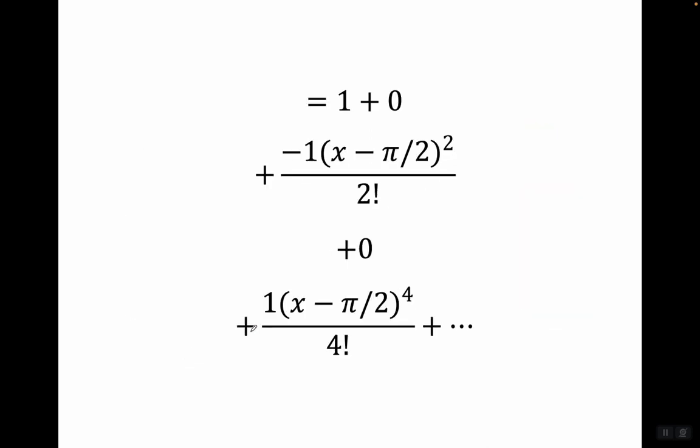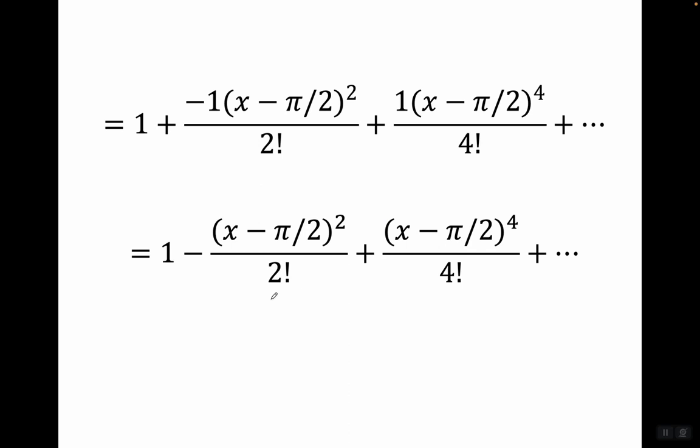When we do that, we get 1 plus 0, because that first derivative is 0, plus negative 1 times x minus pi over 2 squared over 2 factorial. Again, this third derivative is going to be 0, plus the fourth derivative, that's 1, times x minus pi over 2 to the fourth over 4 factorial. In other words, we get 1 plus negative 1 times x minus pi over 2 squared over 2 factorial, plus 1 times x minus pi over 2 to the fourth over 4 factorial. So really, this is it. These would be the first 3 non-zero terms in the power series for that function, the Taylor series.